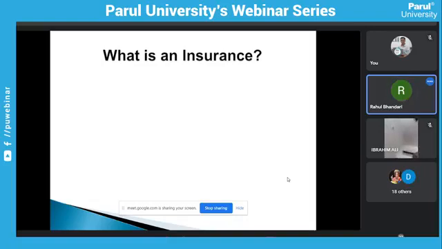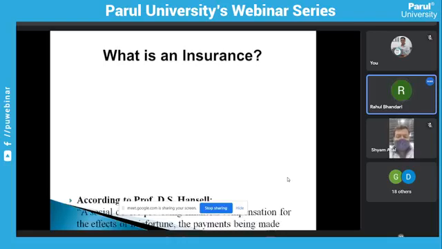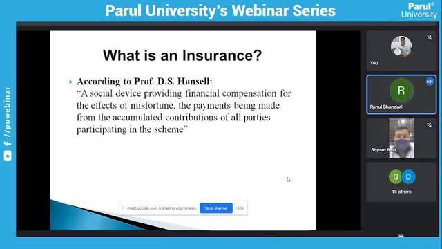Let's see how some famous authors have defined insurance. According to Professor D.S. Hensel, it is a social device providing financial compensation for the effects of misfortune. You can see financial compensation is provided for the effects of misfortune, and the payment is made from the accumulated contributions of all parties participating in the scheme.